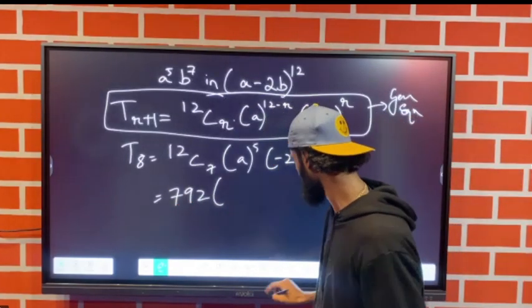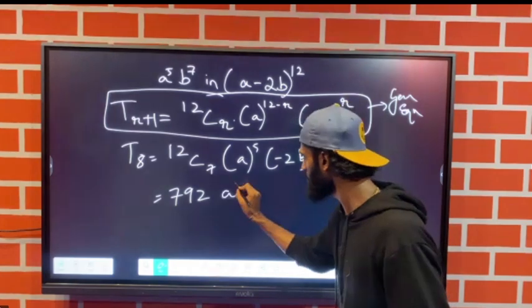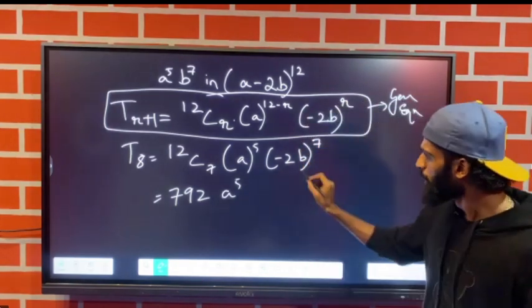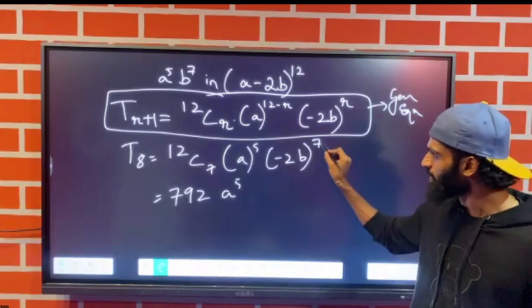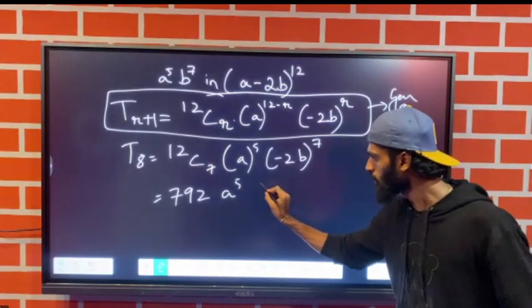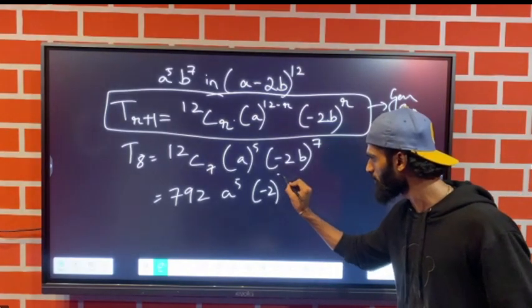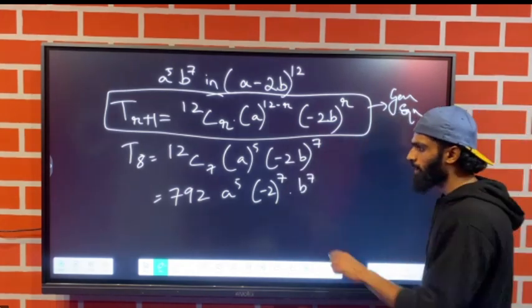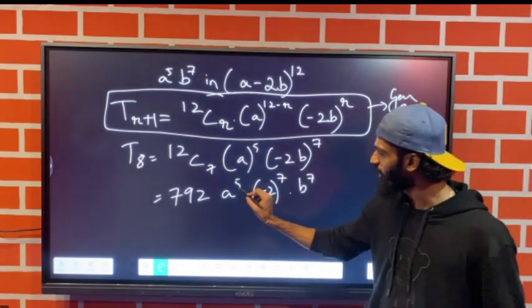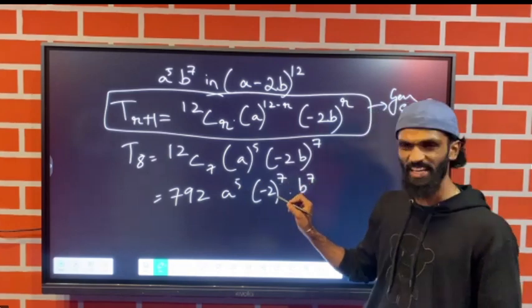792 into, oh sorry, a power 5. Now careful. Minus 2 is there. I'll split and focus here. This 7 belongs to both the parts. So I'll write minus 2 to the power 7 into b to the power 7. I split it, wanted you to split it. Now focus. A to the power 5 and b to the power 7 made more sense when they were together.